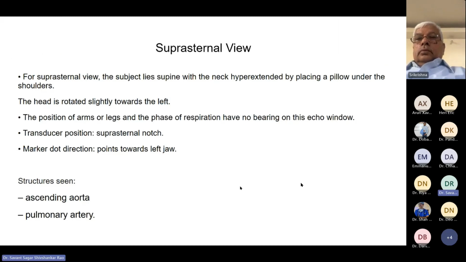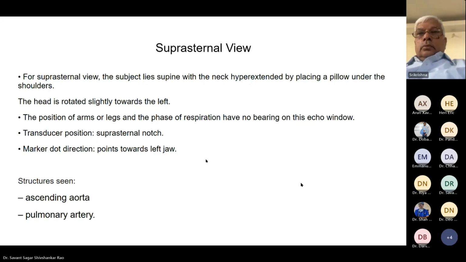Suprasternal view: the subject lies supine with the neck hyperextended by placing a pillow under the shoulders. The head is rotated slightly towards the left. The position of the arm or leg and the phase of respiration have no bearing on this echo window. The transducer is positioned in the suprasternal notch with the marker directed towards the left jaw. Structures we can see are the aortic arch and its main branches, that is, the right brachiocephalic, left common carotid, and left subclavian arteries.